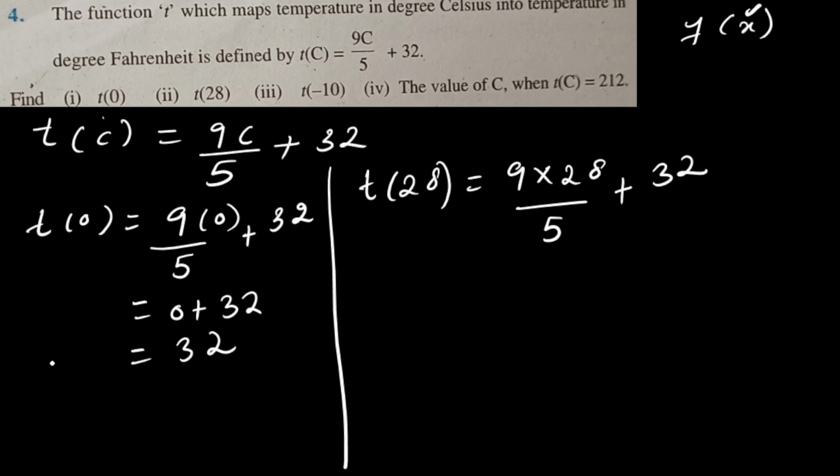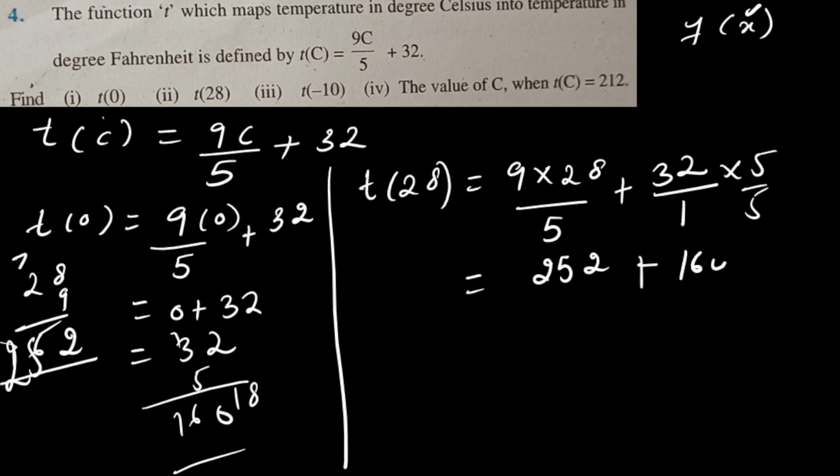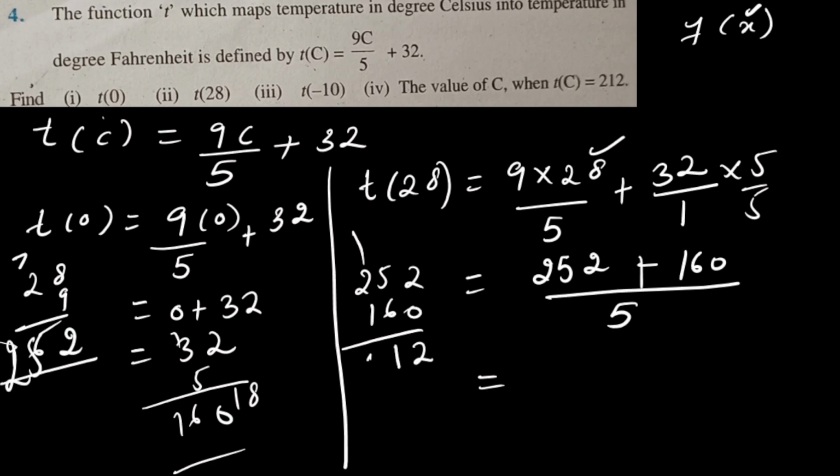So that also we can do. First of all, we'll multiply 28 into 9. 9 into 8 is 72. 9 into 2 is 18. So here this is 252. This also we can write in fraction form and take its LCM. 252 plus, if we multiply 32 with 5, what do I get? 5 into 2, 10. 160, by whole 5. Normal calculation is there, we just had to substitute C's value as 28. So 252 plus 160, so this we will get 412 by 5, right?